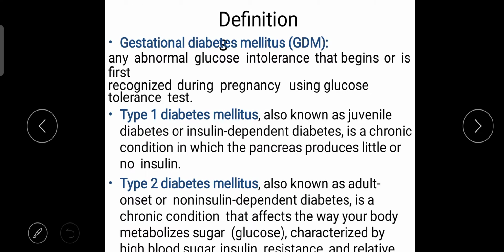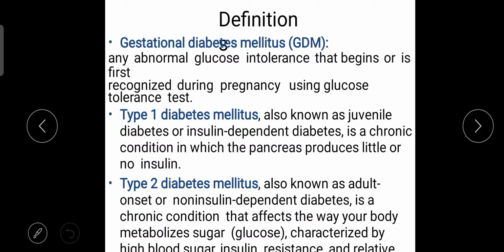Next is definition of gestational diabetes mellitus. Any abnormal glucose intolerance that begins or is first recognized during pregnancy, using glucose tolerance test. There are two types, one is type 1, one is type 2. Type 1, also known as juvenile diabetes or insulin dependent diabetes, is a chronic condition in which the pancreas produces little or no insulin.